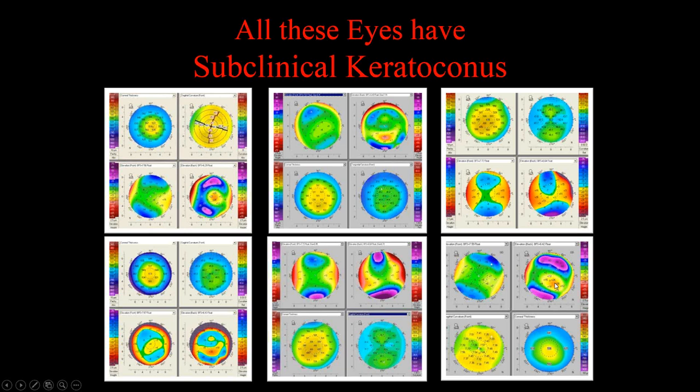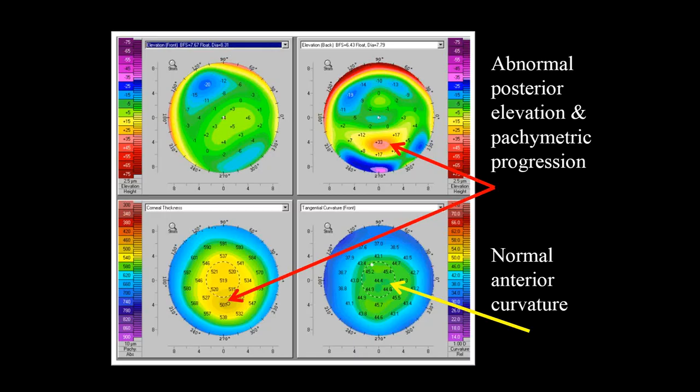Again, all these patients would have normal vision, would screen normally in older technology, but all have keratoconus, and all really are contraindicated for ablative treatment. So this is just a more blown up, a better picture of what is subclinical keratoconus.